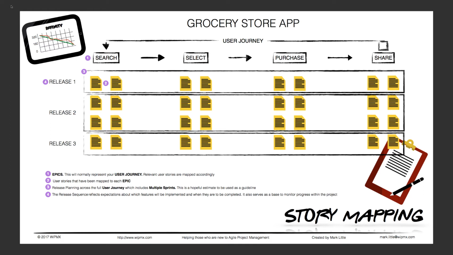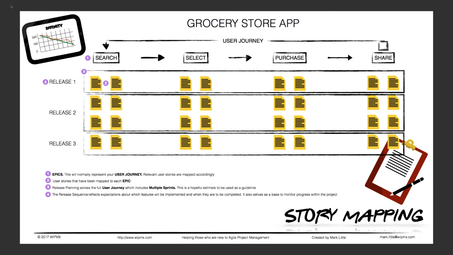So I wanted to touch on story mapping. From my experience, story mapping is the process of associating user stories with a particular epic. Your user journey should consist of numerous epics. So in this example, we're just going to use a grocery store app, and we're just going to have 4 epics. If this were a real world scenario, we'd probably have anywhere between 10 and 15. But for the purposes of this video, we're just going with 4.